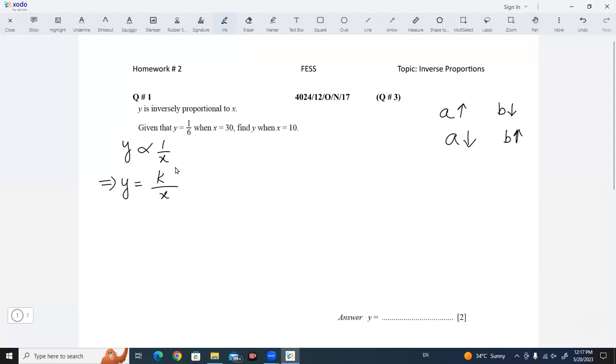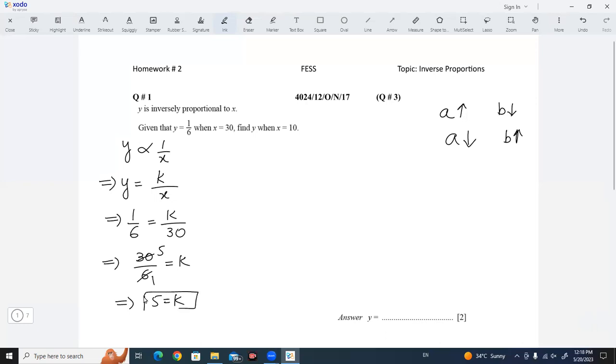In the next step, given that y's value is 1 over 6, write in terms of y: 1 over 6 equals k over x, where x is 30. So now cross multiply and then we will have the value of k. So 30 multiplied by 1 becomes 30 over 6 equals k. Now 6 times 5 is 30. So 5 equals k.